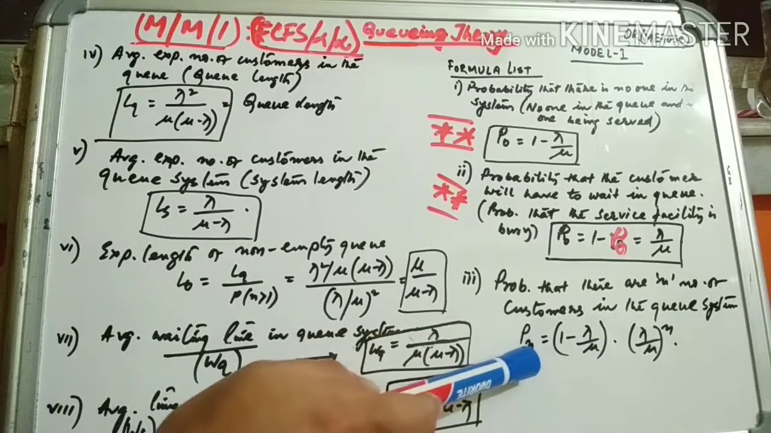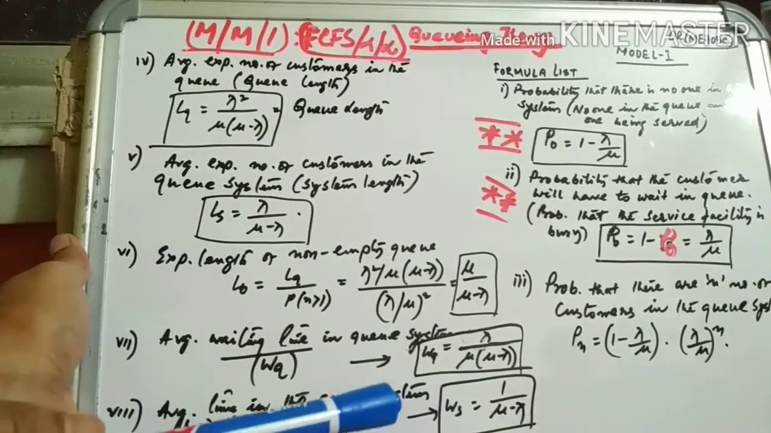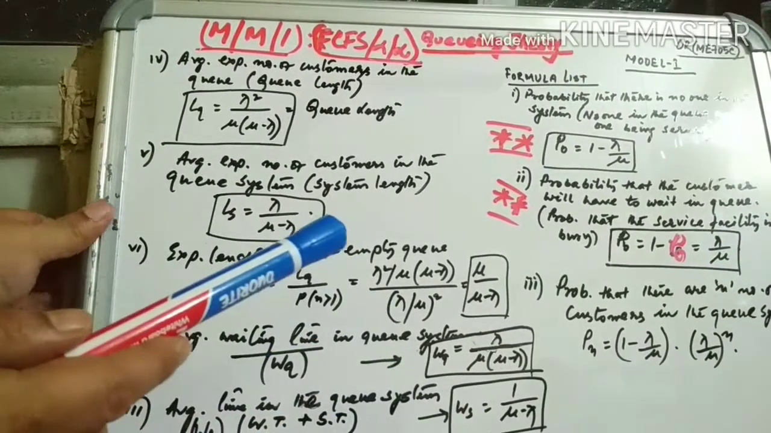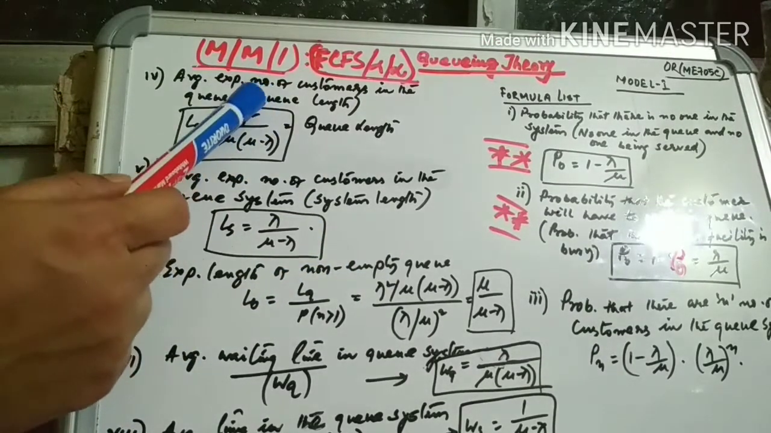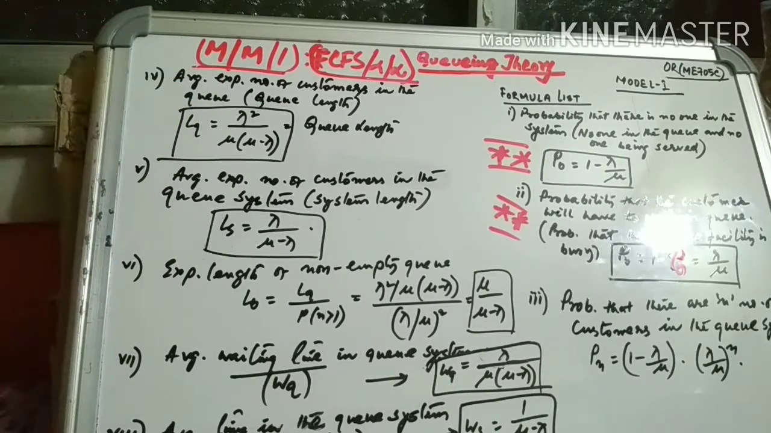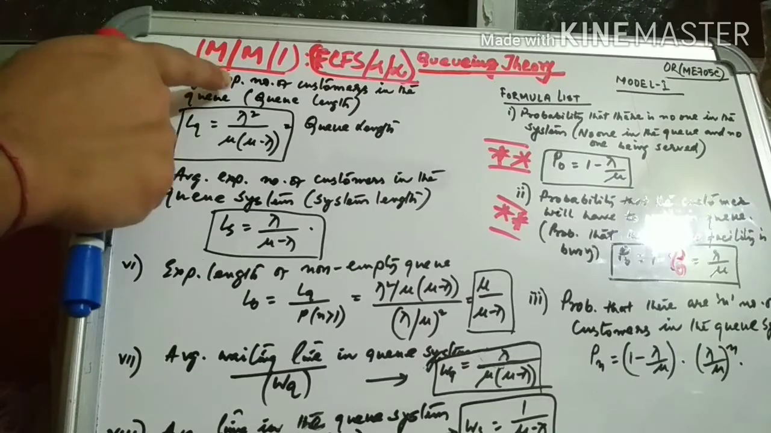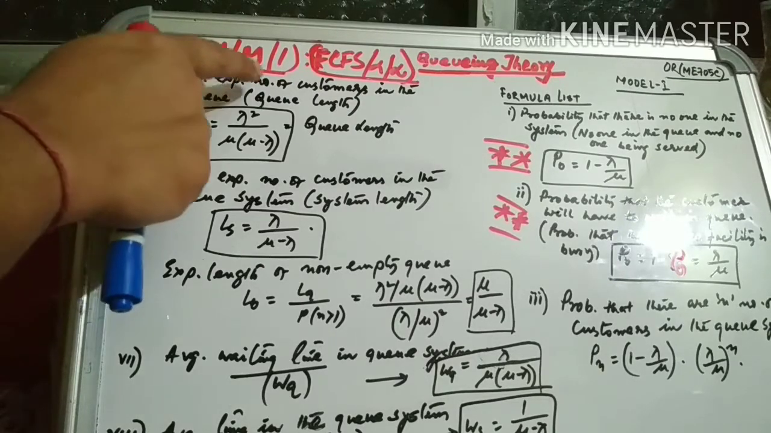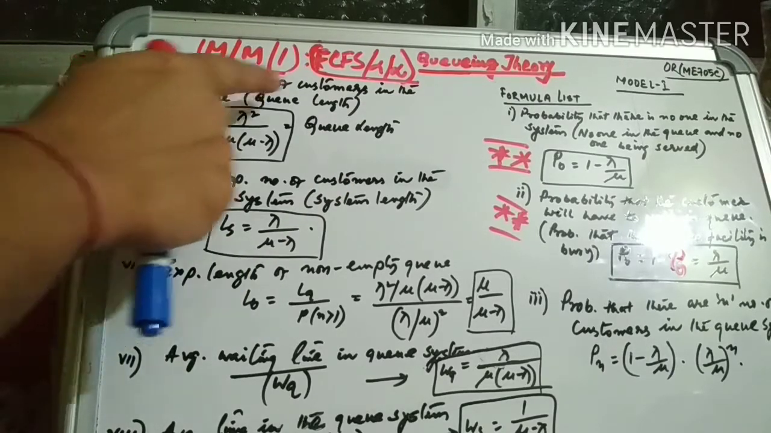Okay, n is the number of customers in the queue system. Now let us move to the next part, the average expected number of customers, Avg Exp. I have abbreviated those long terms: avg is the abbreviation of average, and exp is expected. So the average expected number of customers in the queue is the queue length, you can say.